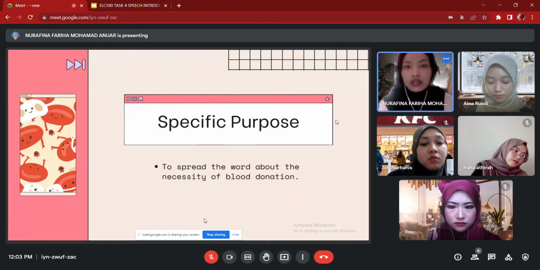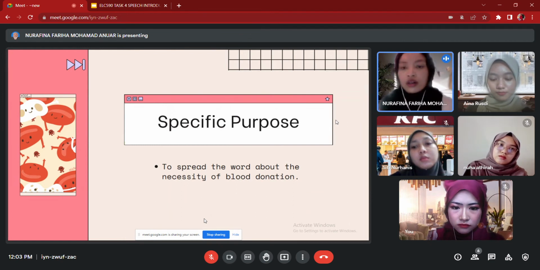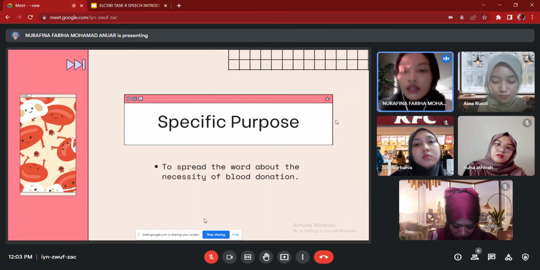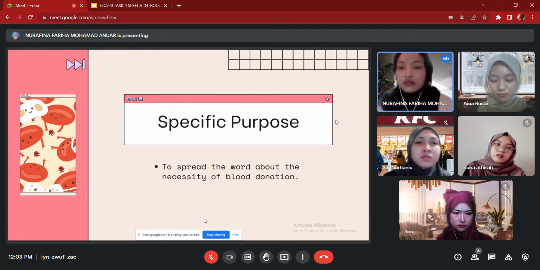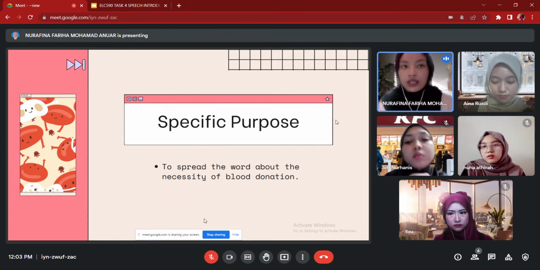Furthermore, my specific purpose is to spread the word about the necessity of blood donation. This is because countless people are unaware of the value of blood for some patients who desperately need it, as well as how blood may save many lives.